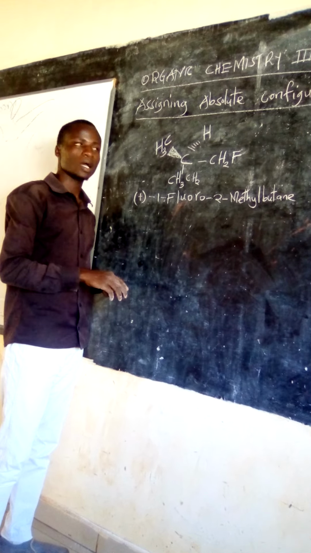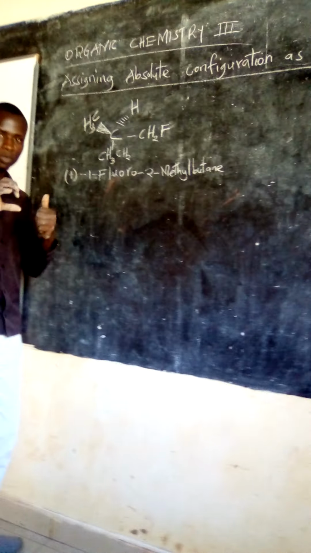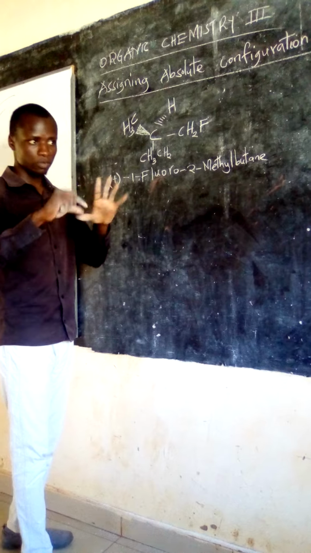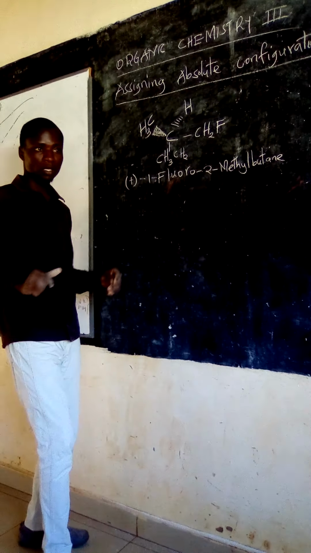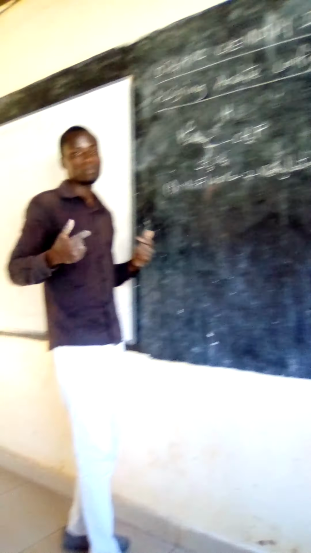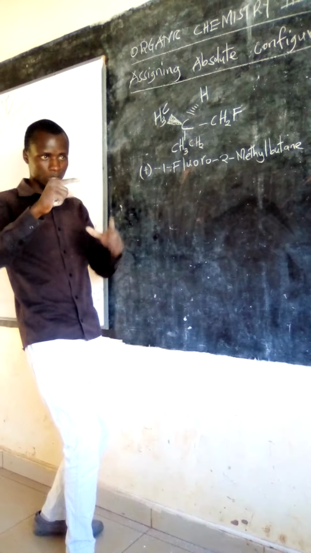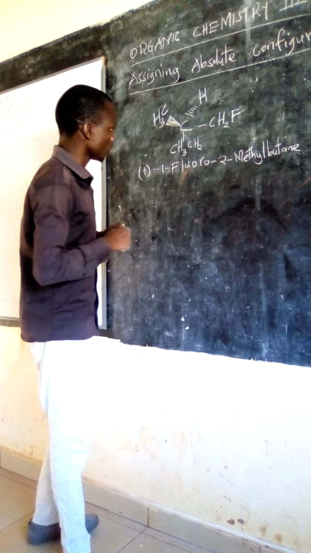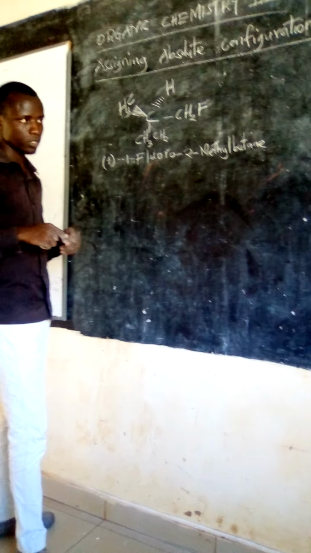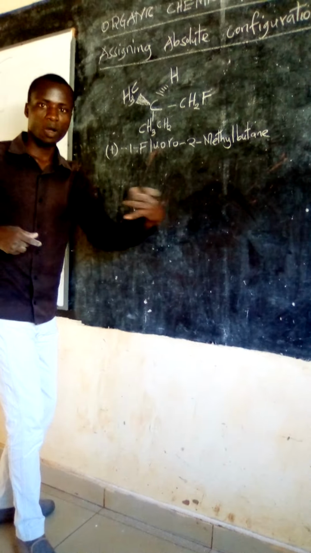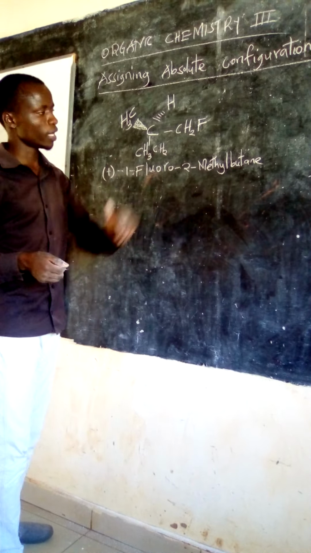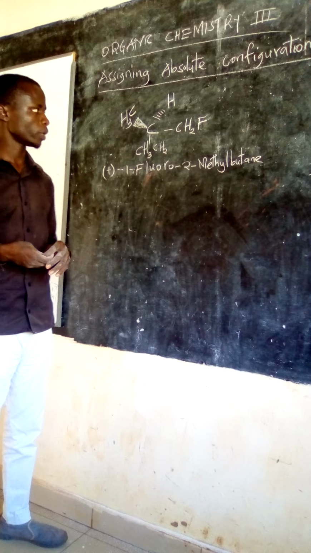Remember, we are having a dash. Dash means you are viewing away from the viewer. Then wedge means you are viewing towards the viewer. If you are the one viewing the structure, then H3C must be very close to you so that you can view it towards you. Then H, I've said that it is located in the dash, and the dash means you are viewing away from you. Now after that we are having CH3CH2 as well as CH2F.